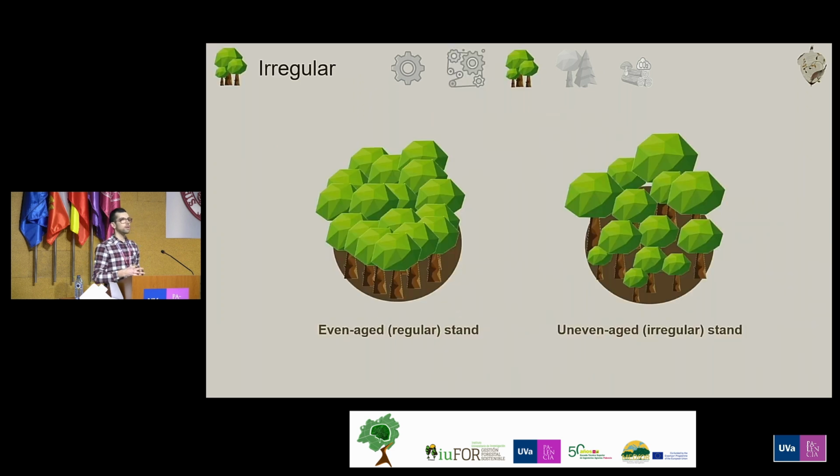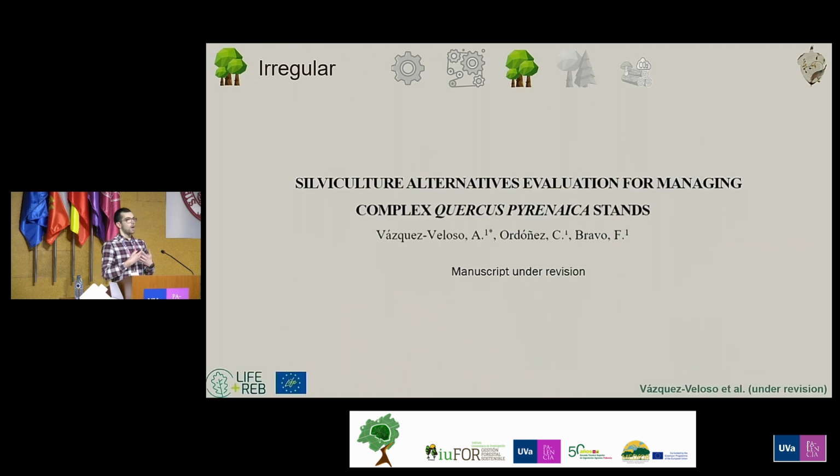The first topic is about irregular stands. On the left side, we have the traditional way to manage forests. For instance, if we think of plantations, all the trees have the same size. And on the right side, we have an irregular stand, where we combine trees of different sizes, and the management can be a bit more complex.